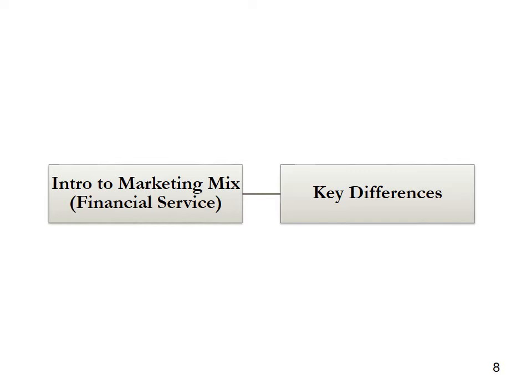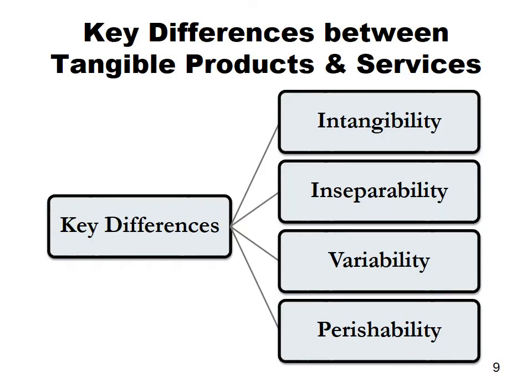The key difference. These are the key differences between tangible products and services. The key differences: first one is intangibility, then inseparability, variability, and perishability.